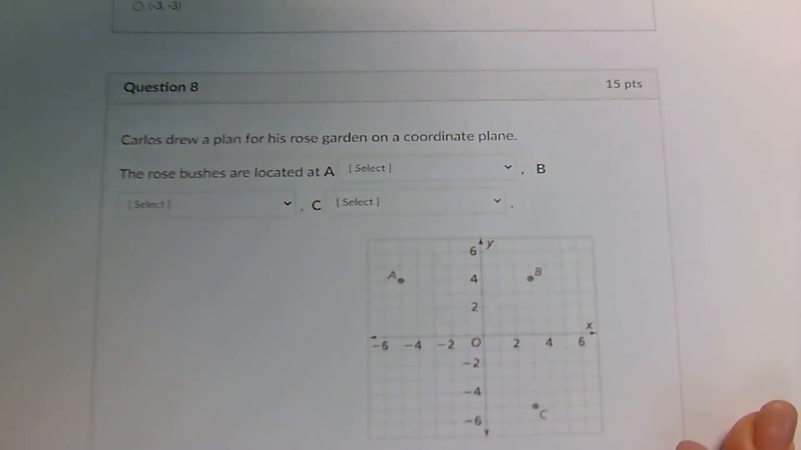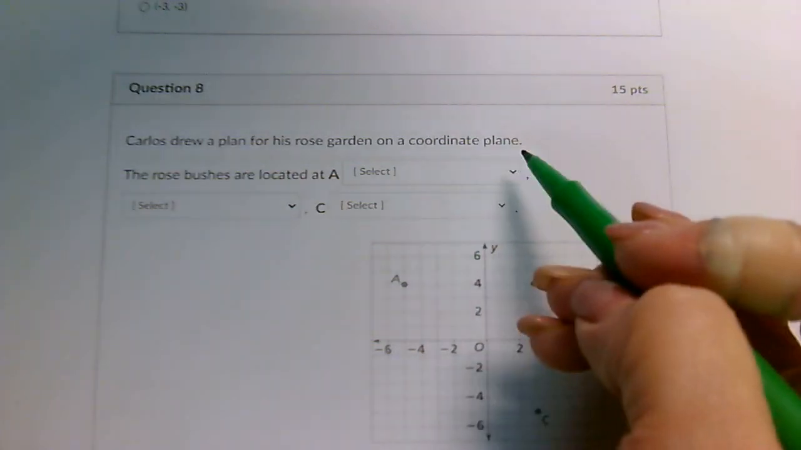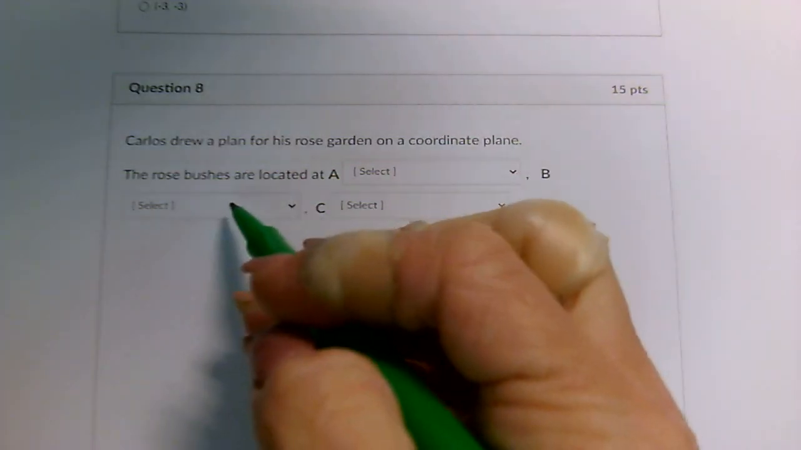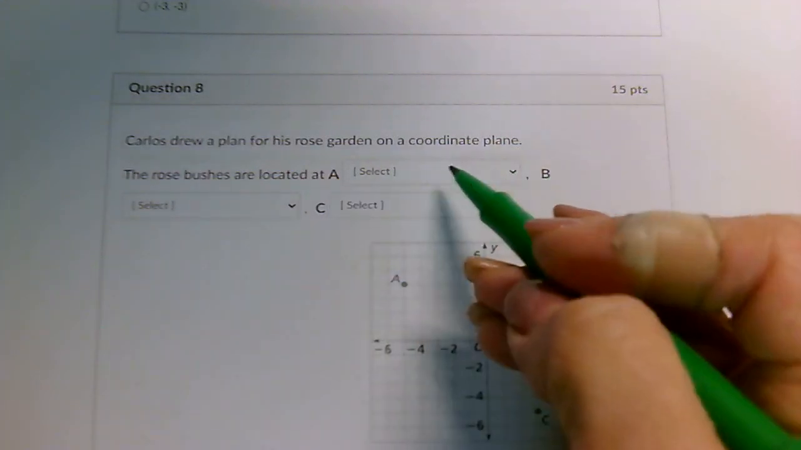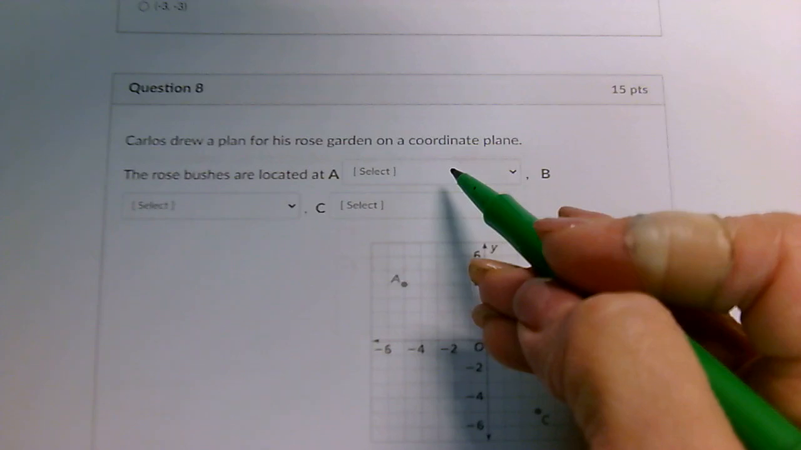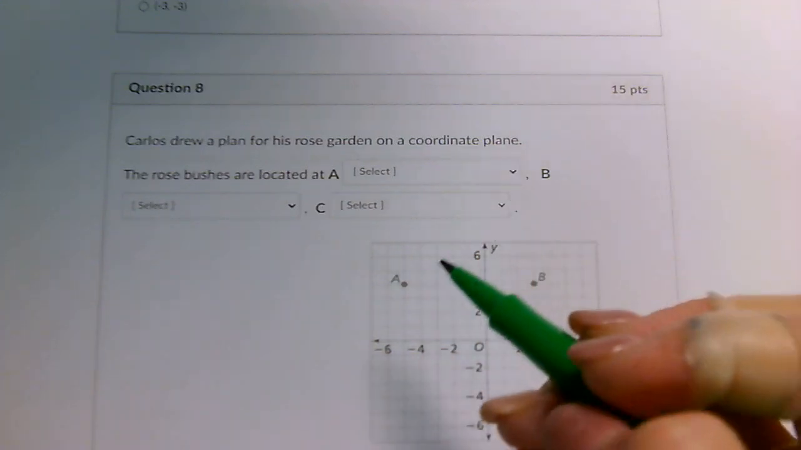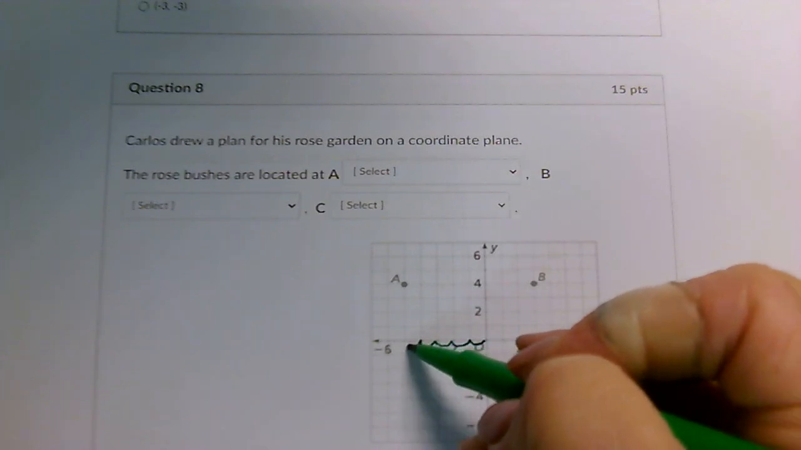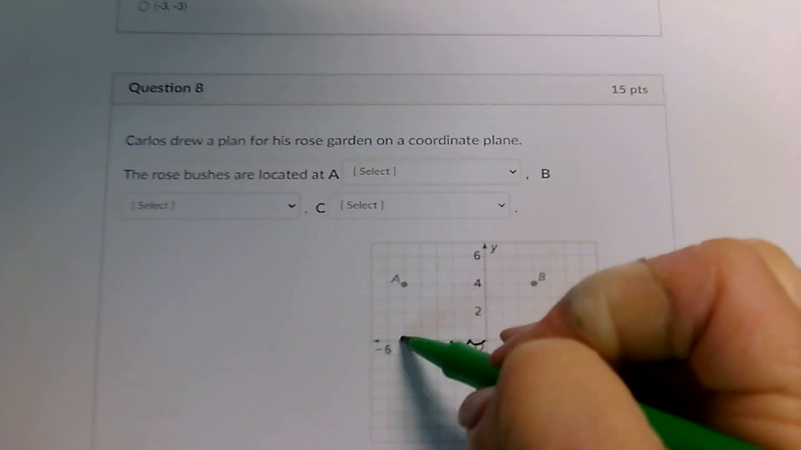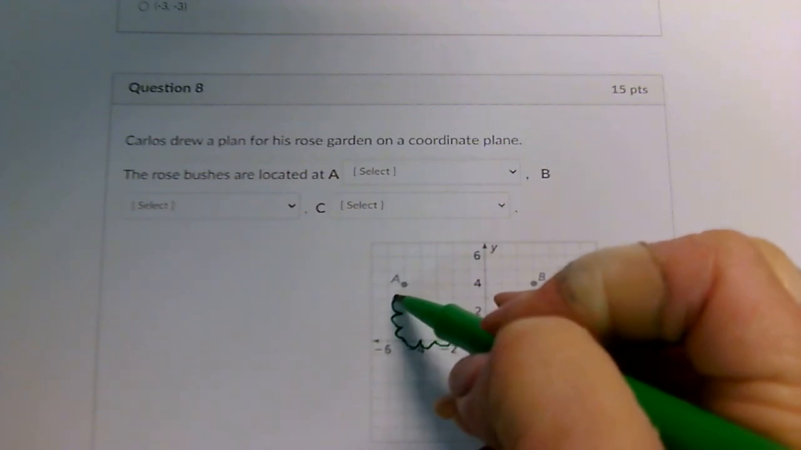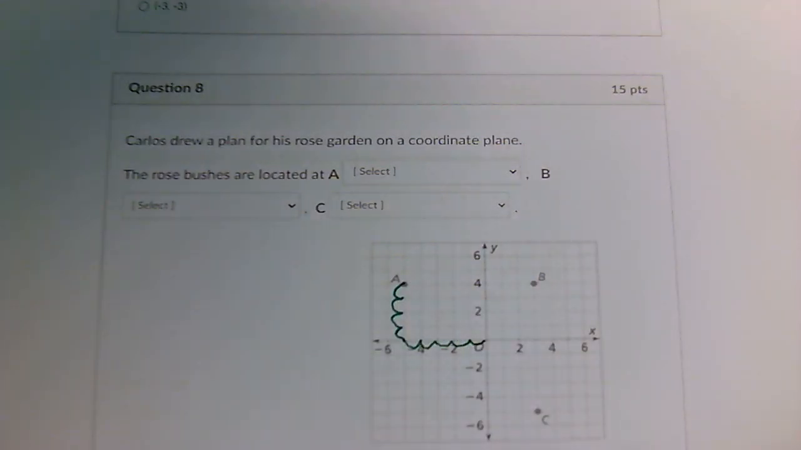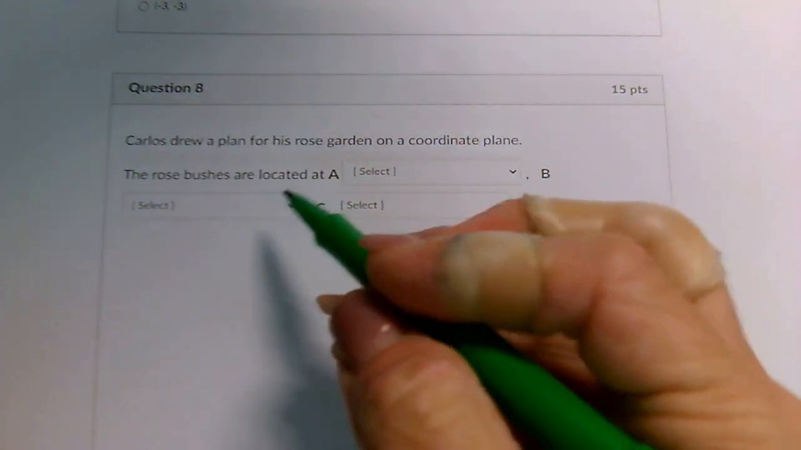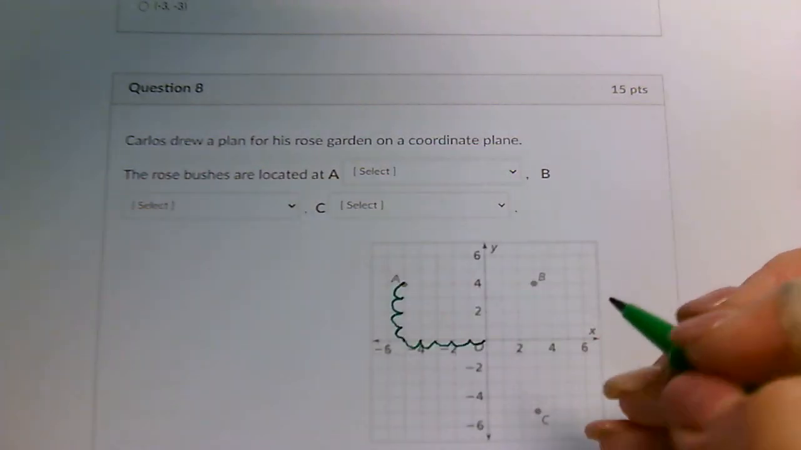Now, Carlos drew a plan for his rose garden on a coordinate plane. We have A, B, and C. The rose bushes are located at A, and you are to select what choice is correct on this one. Don't forget, you would count left or right first, how many, and then up, how many, to get your XY coordinate for A. B is here, and you'll be choosing from this selection.